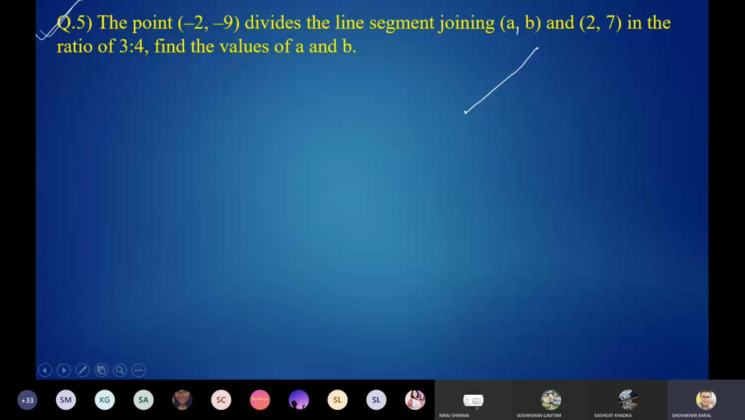One point is, let me write it again. Sorry, minus 2, minus 9 is the dividing point. Please try to read that question time and again. Okay. So one end point is A, B. Let me suppose it is A. Another end point is 2, 7, and the point in between the line is minus 2, minus 9.